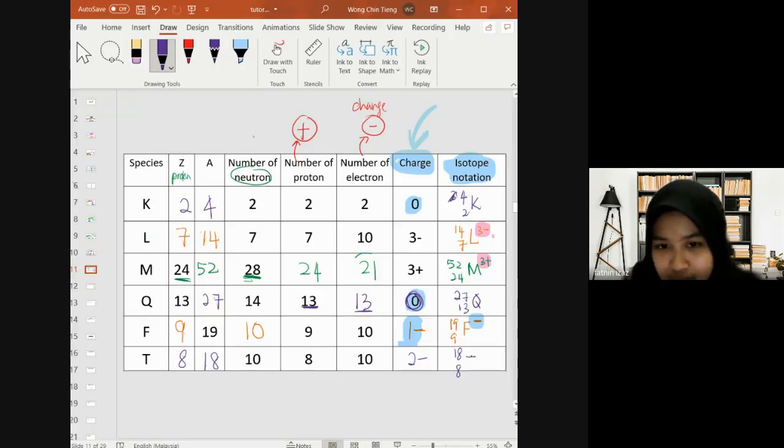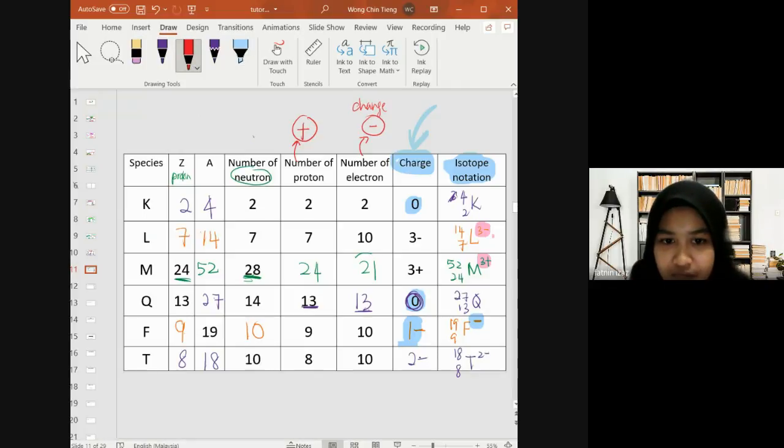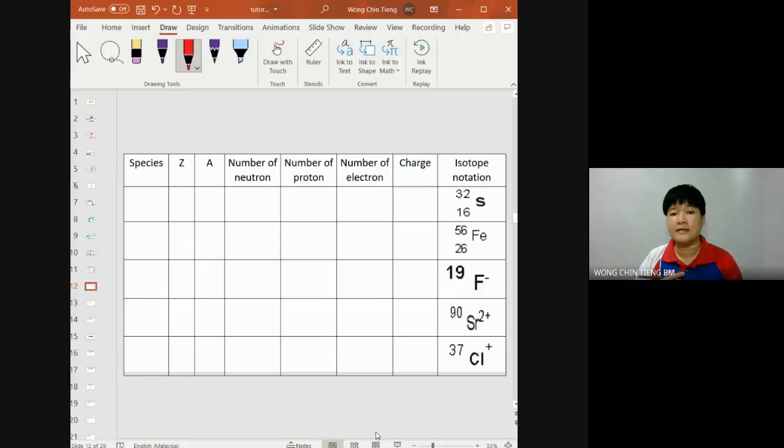T, 2 minus. Soalan saya Fatnin, kenapa 2 minus? Because number of electron more than number of proton by 2. Okay? Because your electron is more than your proton by 2, siapa lebih dia kena pegang charge tu. Proton lebih bermakna dia kena pegang positif. Electron lebih bermakna pegang negatif. Very simple calculation, tapi jangan buat careless.